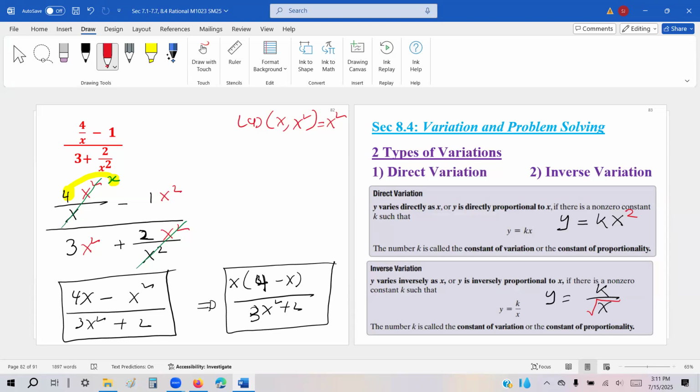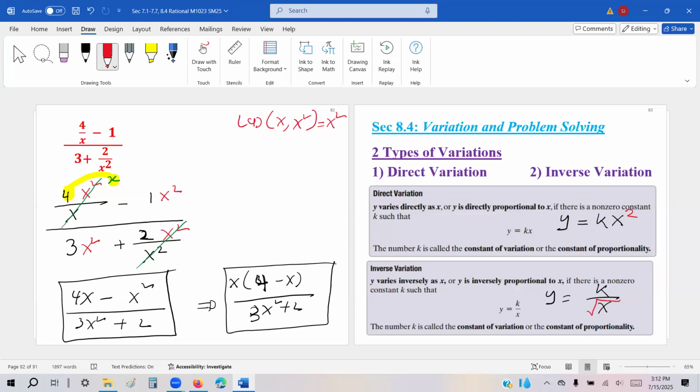So depending on what the direction says, you're going to change the variable, change the function. The main idea is the same. For direct, the two variables have to be on the same level. So y is the numerator, x is the denominator. They have to be on the same level in the numerator.